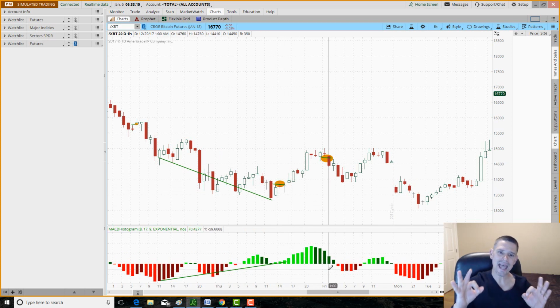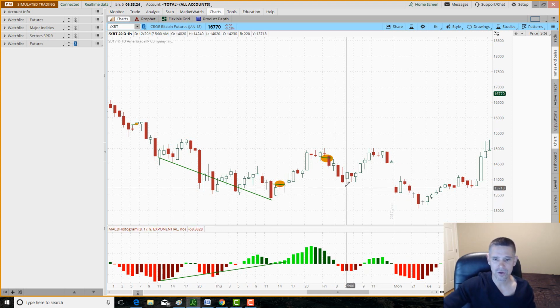So that is the MACD histogram. You can go research how it's calculated, but I like to look at the MACD. One more thing I'll point out: you notice here, look at this low. Look at this low. Look at this low. See, this is converging.